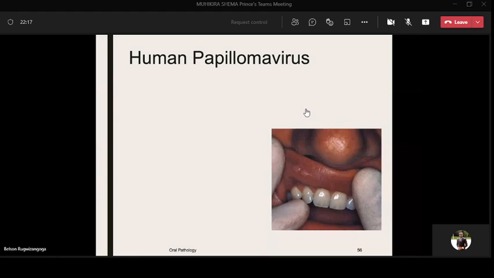And what you have to know here is that when you have two patients with oropharyngeal squamous cell carcinoma, one is caused by tobacco smoking, another one is caused by HPV. The one with HPV will be treated differently, and they are more likely to be cured. So it has a better prognosis than the cancer caused by other agents.